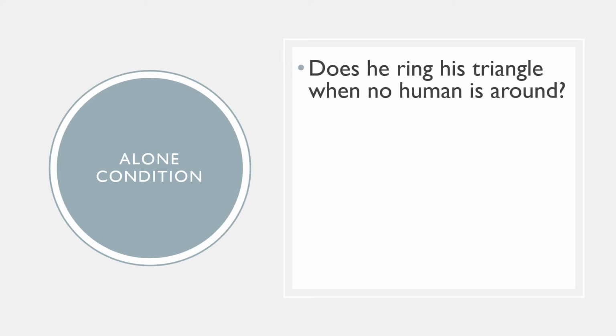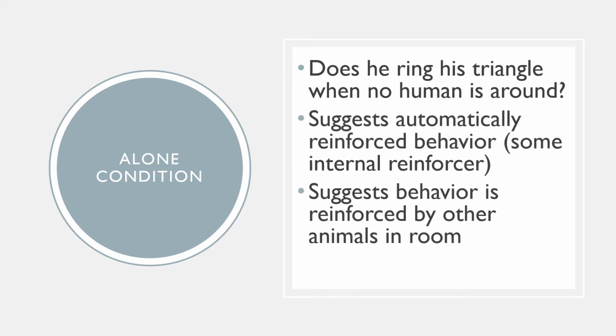The next condition we'll look at is the alone condition. In this condition, we're asking if he'll ring his triangle when no one is around. High duration of triangle ringing in this condition would suggest his behavior is automatically reinforced. An automatically reinforced behavior is one that is maintained by something outside of the social environment. It may be something that satisfies an internal drive.